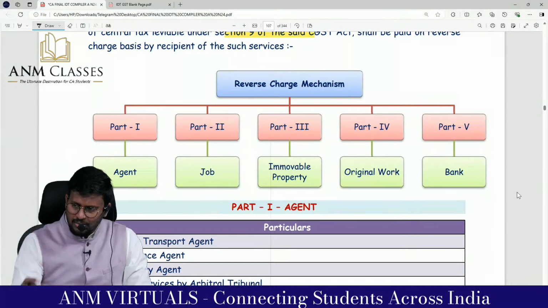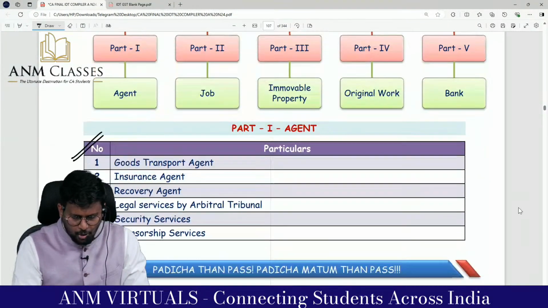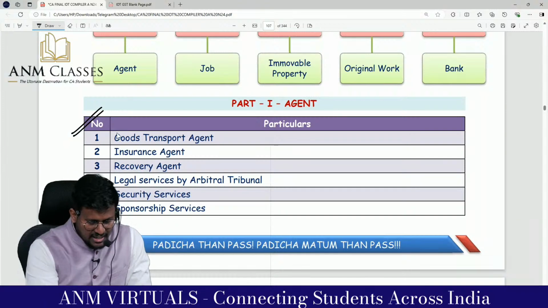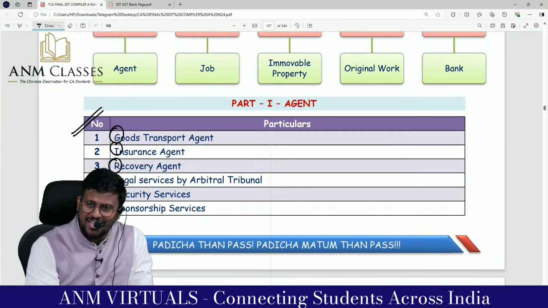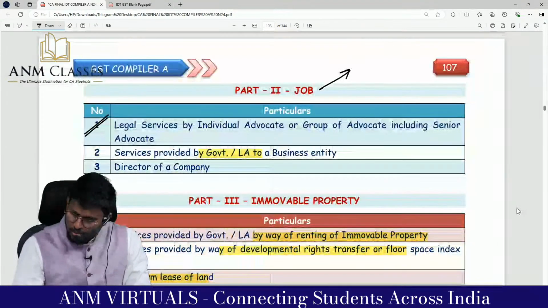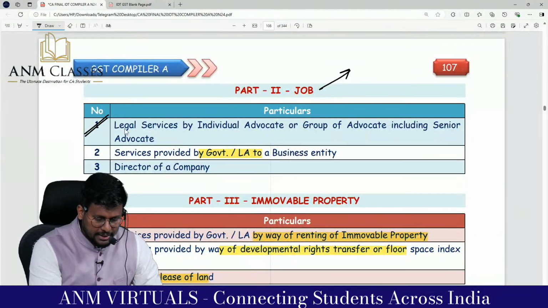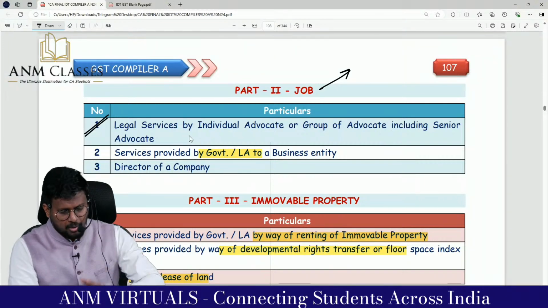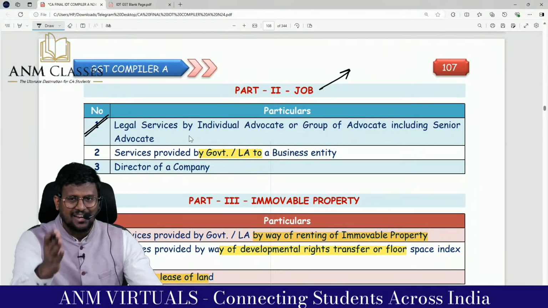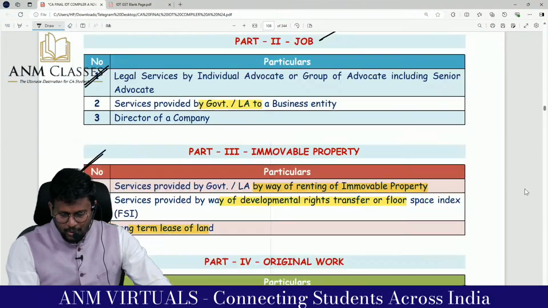Part 1, part 2, part 3, part 4, part 5. Part 1 is talking about agents. Who are the agents? Goods transport agent, insurance agent, recovery agent, legal services, and so on. Try to remember legal services. Services provided by government or local authority to a business entity, and director of a company. Try to remember these 3, right?